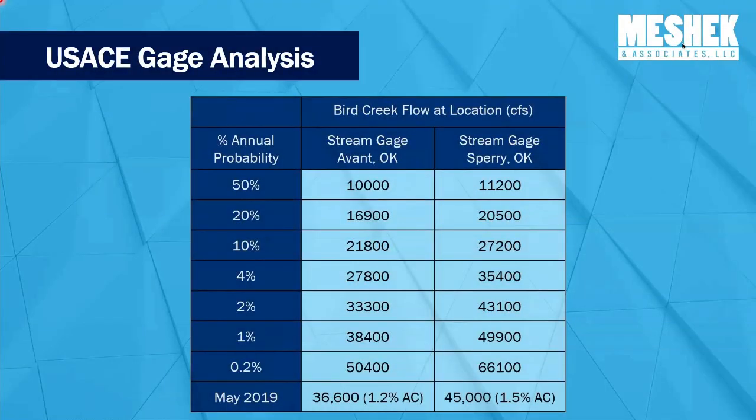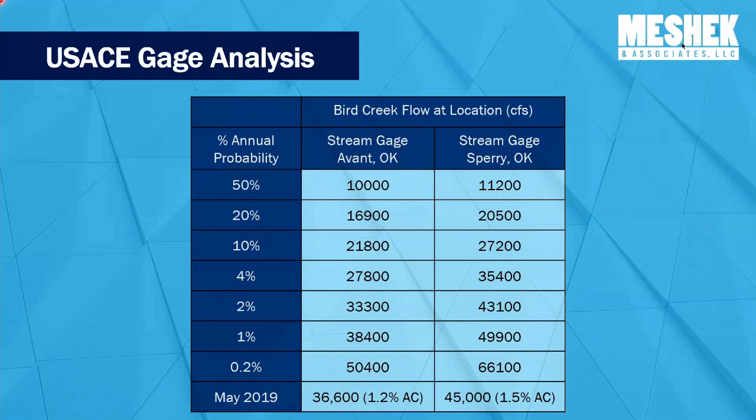So these are the gauge analysis results. These are actually from the U.S. Army Corps of Engineers. After the 2019 flood, the U.S. Army Corps went back and reviewed a lot of the gauges and updated the probable design flows in many of the streams. So these are actually some of the flows that they came up with.